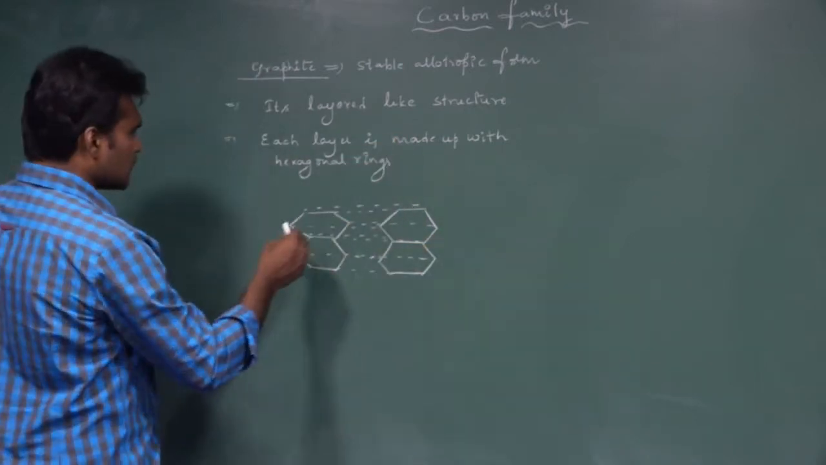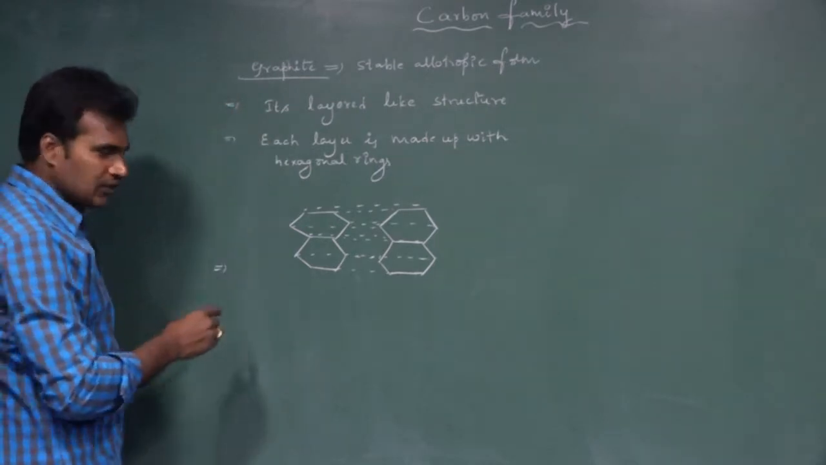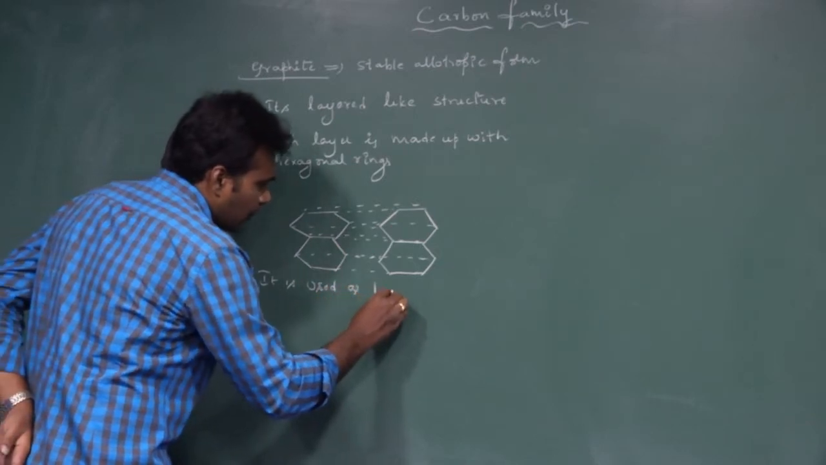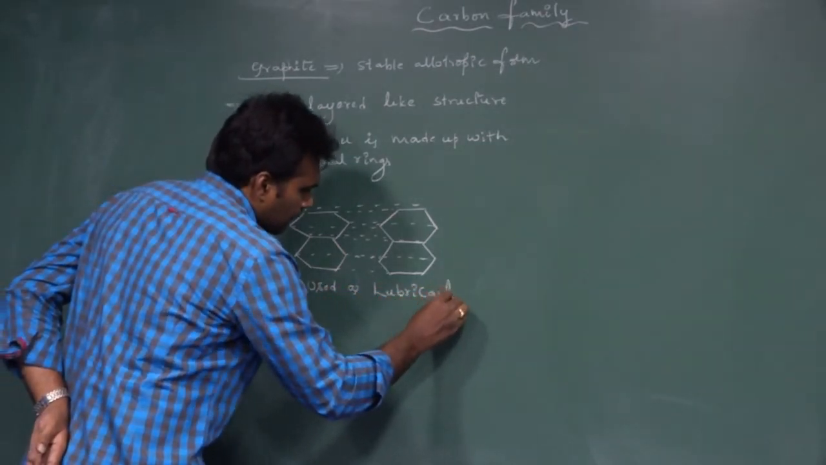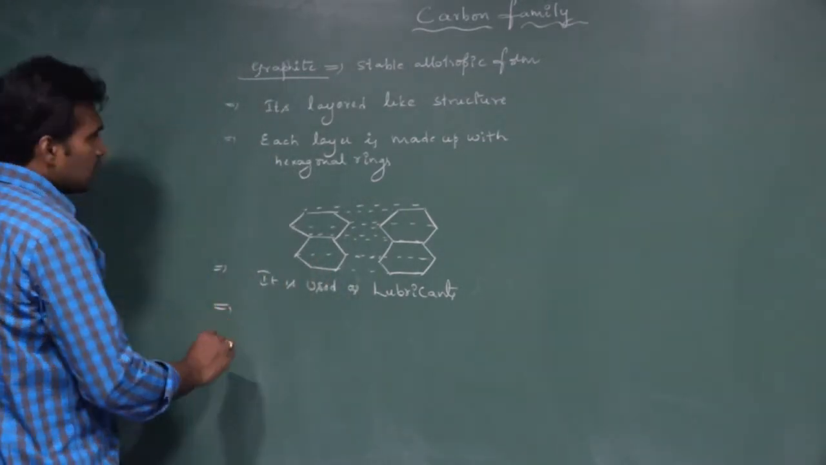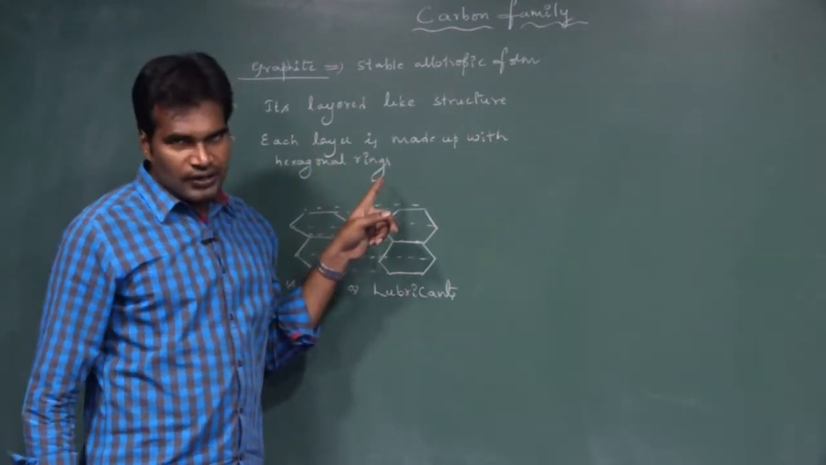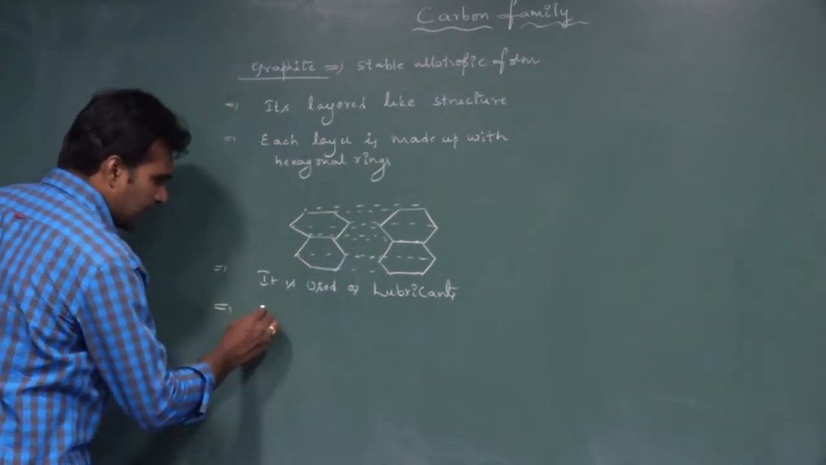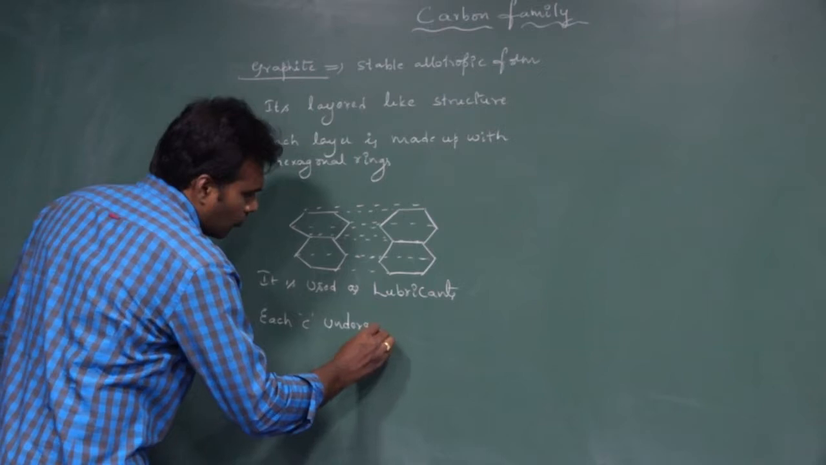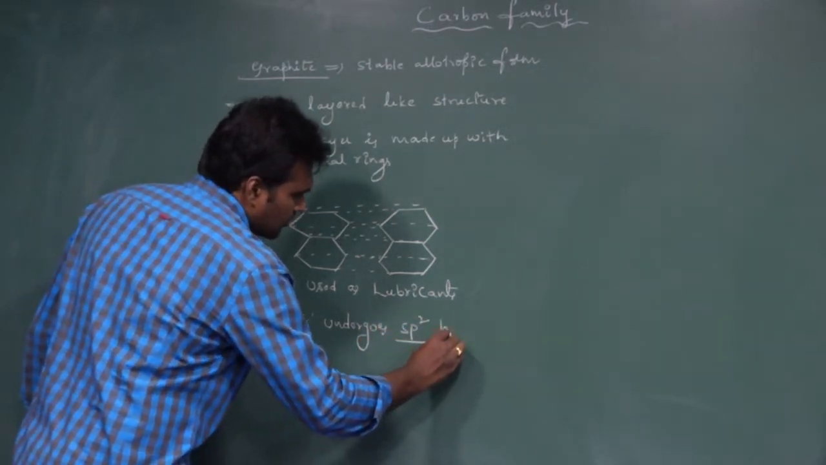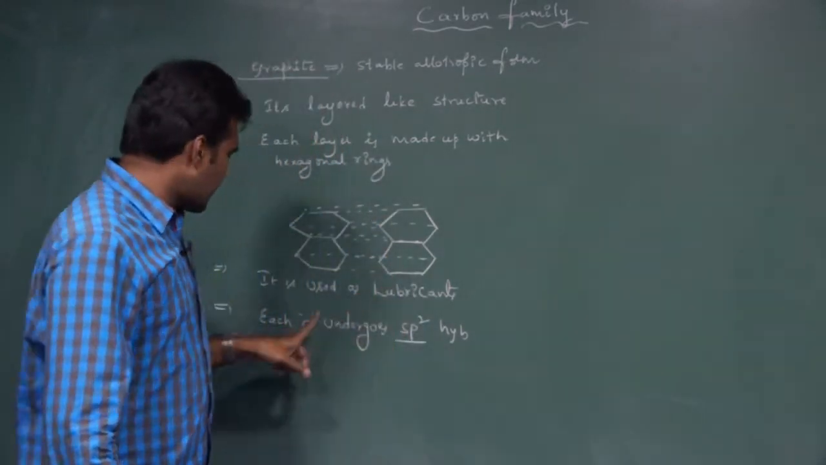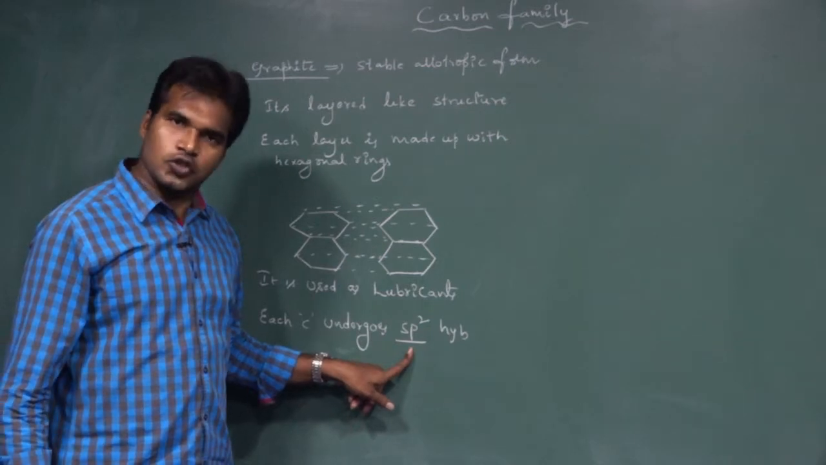Okay, so because of these weak van der Waals interactions, graphite is used as a lubricant. Graphite is used as what? Lubricants. Remember that. And in this layer, each one is made up of hexagonal rings, right? So in graphite, each carbon undergoes sp2 hybridization. Very important. In diamond, each carbon undergoes sp3 hybridization, whereas in graphite, each carbon undergoes sp2 hybridization.